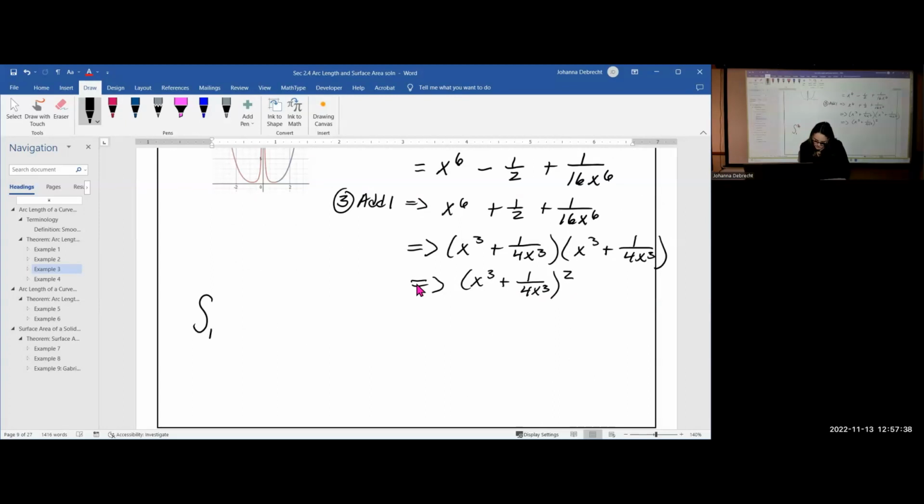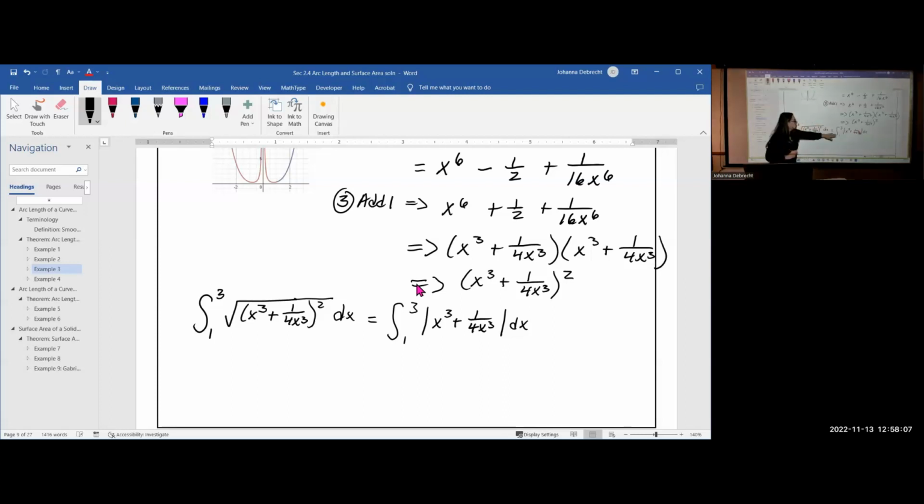And we're going to integrate from 1 to 3. And we have the square root of x cubed plus 1 over 4x cubed. Now, we should be worried about taking the square root of something that's being squared. So we need to think about that. This is going to give us absolute values when we take it out. But where are my x values? My x values go from 1 to 3. In other words, they're always positive. And if they're always positive, then this is always positive. So I can drop the absolute values.